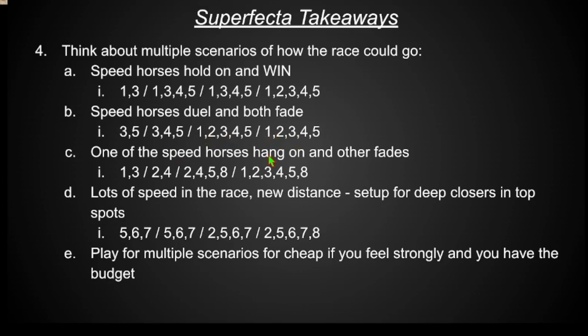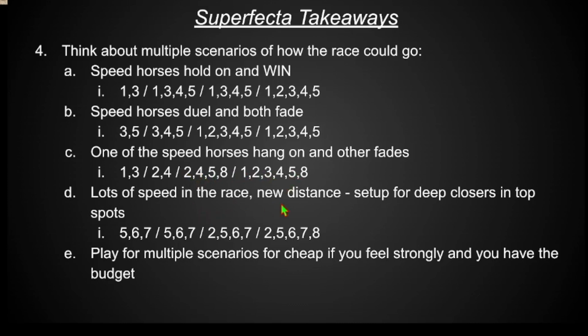One of the speed horses hangs on and the other fades. So maybe 2 horses duel and you think for some reason one of the horses might just hang on where the other one gets run out. The speed horses being 1 and 3 here. One of them's going to hang on to win. 2 other horses are going to pass one of these tiring front runners. One of those speed horses doesn't finish in third place, but maybe does hang on for fourth place. So 1, 3 with 2, 4 with 2, 4, 5, 8 with 1, 2, 3, 4, 5, 8.